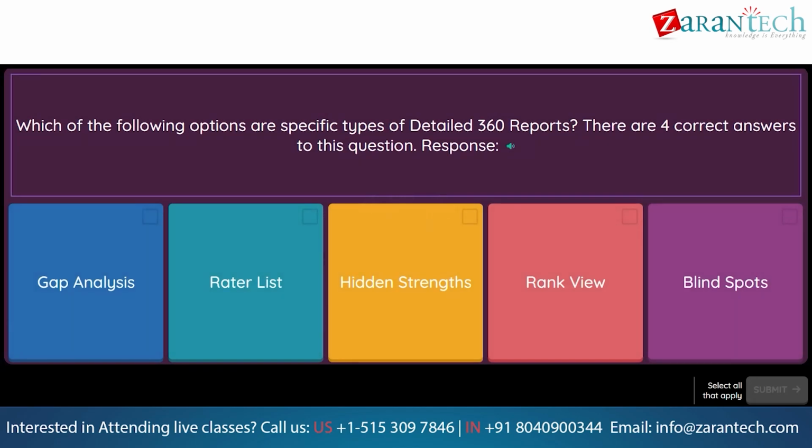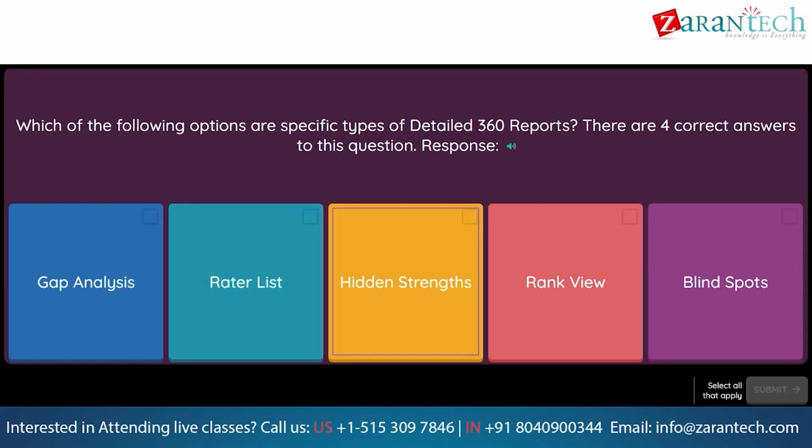Question: which of the following options are specific types of detailed 360 reports? There are 4 correct answers to this question. Response: Option 1, gap analysis. Option 2, rater list. Option 3, hidden strengths. Option 4, rank view. Option 5, blind spots.